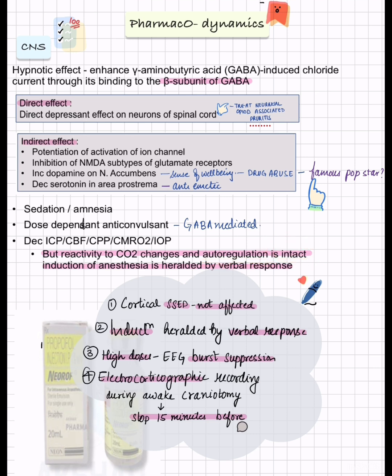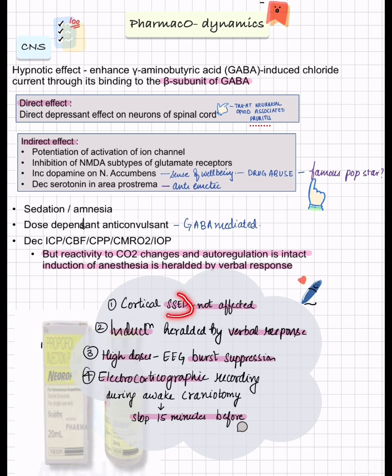Coming to what is the endpoint of induction of propofol? Induction of propofol is heralded by verbal response. If you give etomidate or thiopentone, you see the eyelash response. But during propofol, you might see someone telling the patient to count from 1 to 10. That means we are seeing what? Verbal response. So anesthesia is heralded by verbal response.